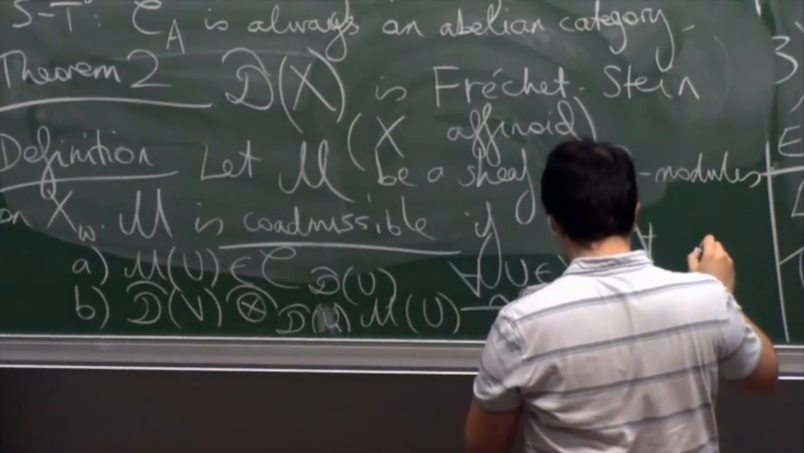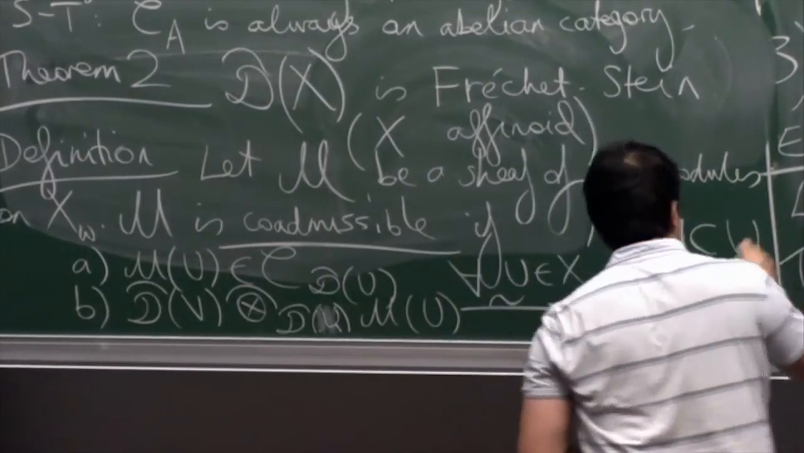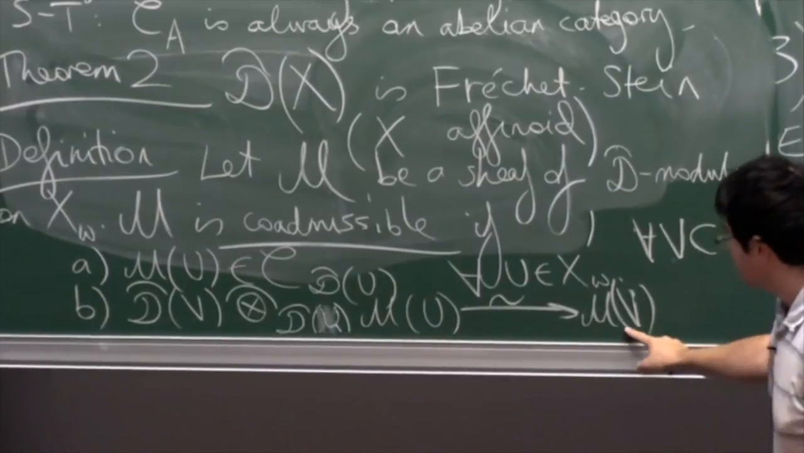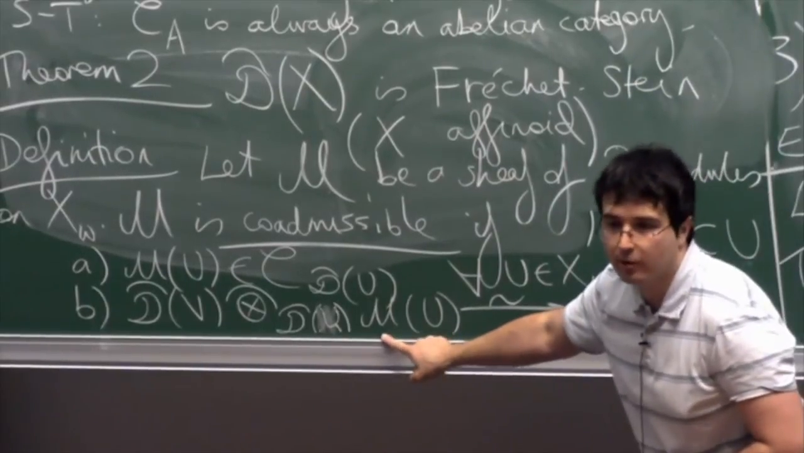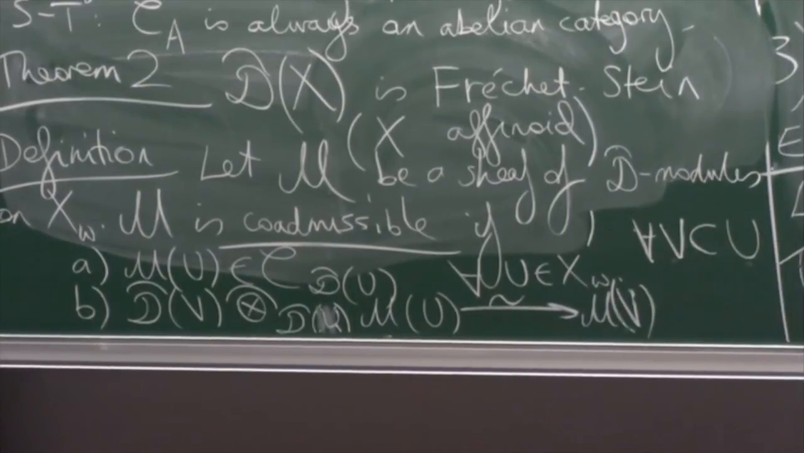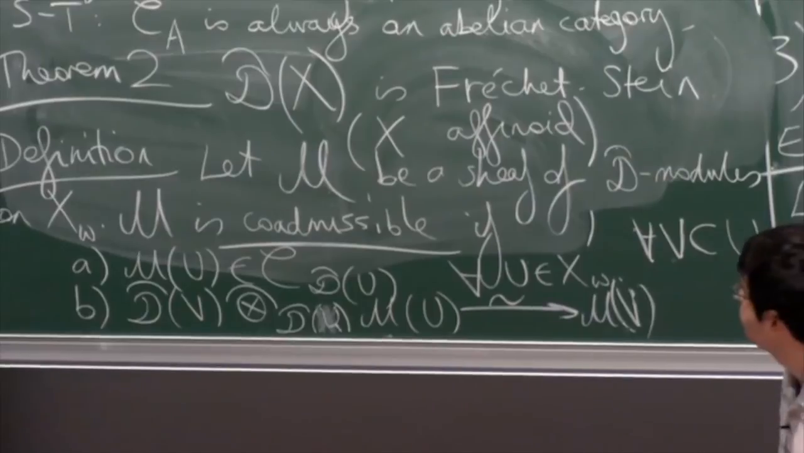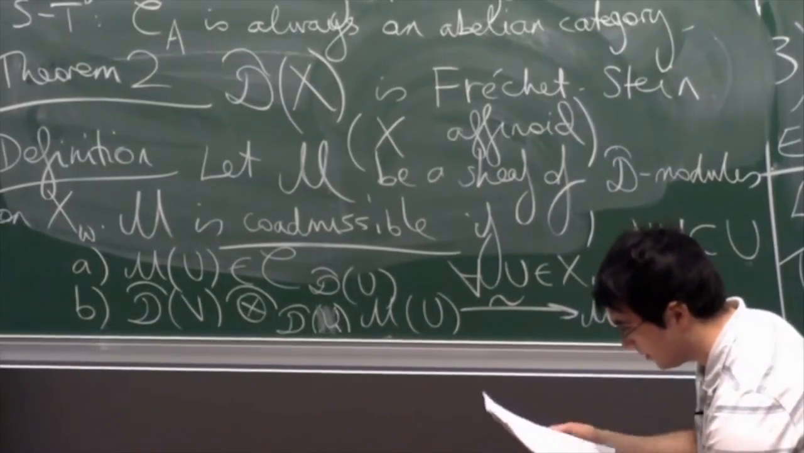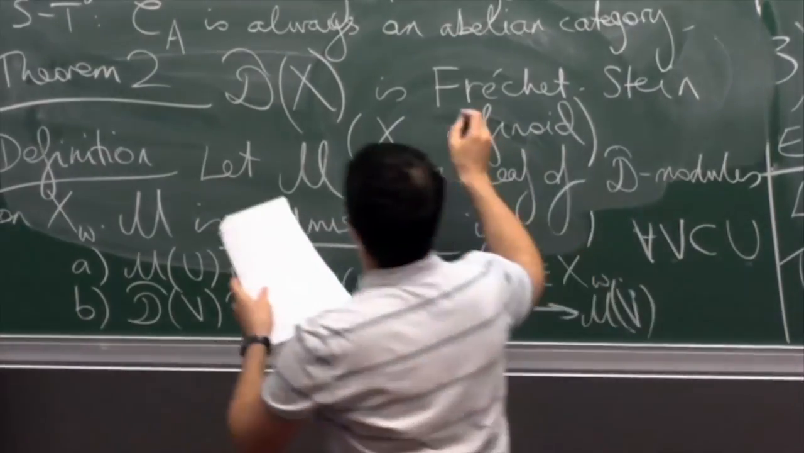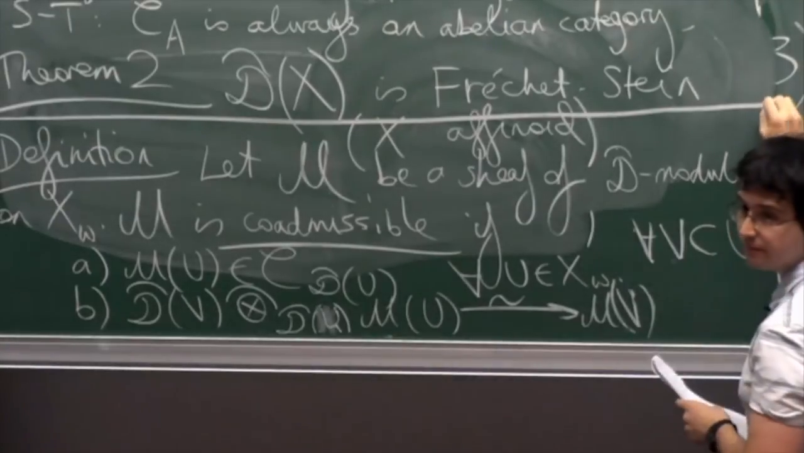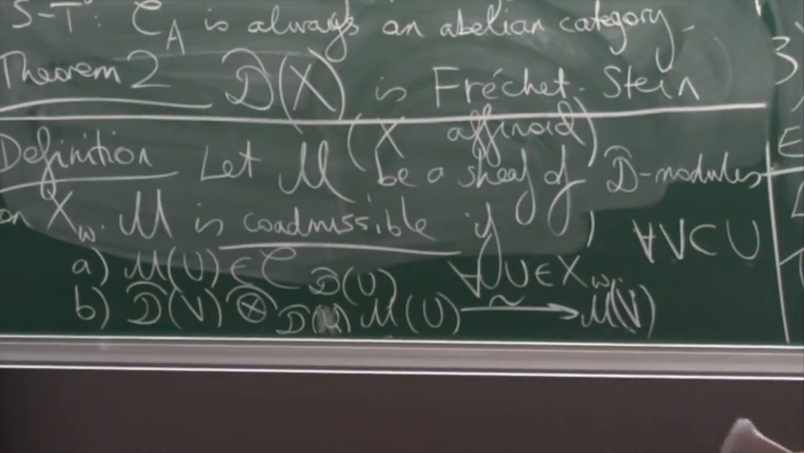Whenever I have an inclusion of an affinoid V inside U, then basically M of V is completely determined by M of U in a functorial way. So here X is not an affinoid. That's correct. And it means that you extended already the definition. Yes, I should have said that. I'm very sorry. At this point, I say, right, so from now on, X is general. Okay, so you blew the previous definition.